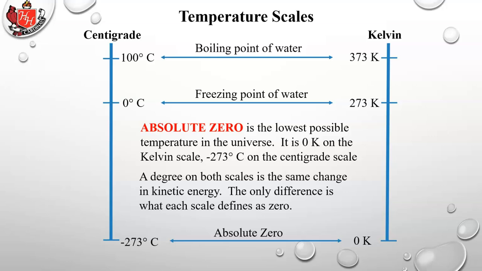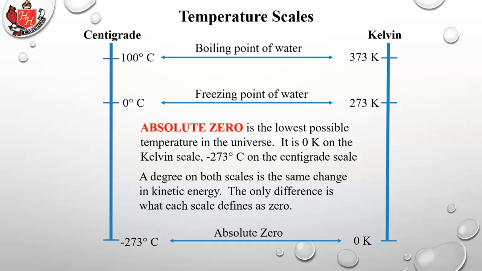In other words, 0 on the Kelvin scale is the absolute lowest temperature you can have in the universe. There's nothing lower than 0 on the Kelvin scale. Now you notice the distance between the freezing point of water on the Kelvin scale, which is 273, and the boiling point, which is 373, is also 100 degrees. So the only difference between the two scales is what they decide to call 0.